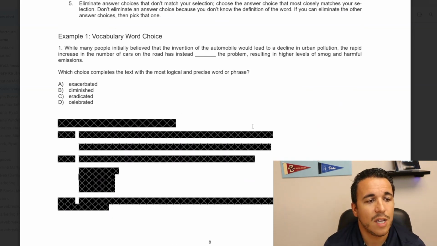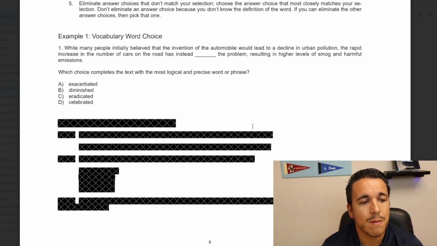So we have this example here, question number one. While many people initially believed that the invention of the automobile would lead to a decline in urban pollution, the rapid increase in the number of cars on the road has instead blanked the problem, resulting in higher levels of smog and harmful emissions. Now, what do you think are some of the key words here?